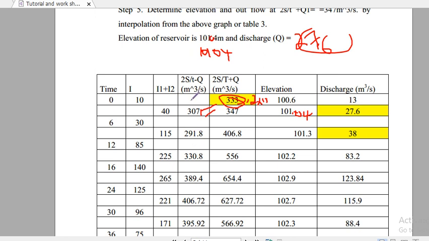After calculating this value by summing up the two values, 40 and 307 give us this value for the next time step. And by using the above curve and tables, we can estimate the elevation of this value, and also these values can be estimated. Then by using this value and the elevation versus discharge curve, we can estimate this value by interpolation.